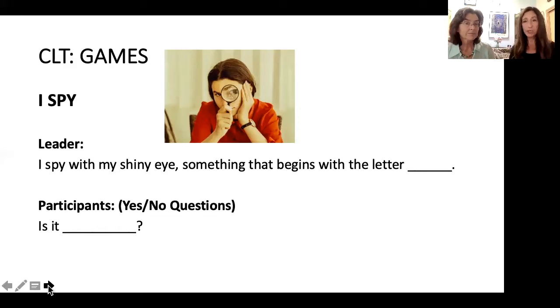and you can choose any letter you want. And then you, as the participant, ask what kind of questions? Yes, no questions. Because that's for elementary students. Of course, you can change to more difficult levels later, but right now we're going to stick with yes, no questions. Okay, great. So now it's your turn to be the leader, and we're going to show another example now.